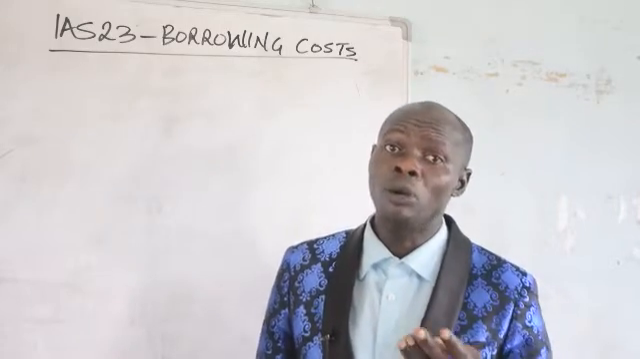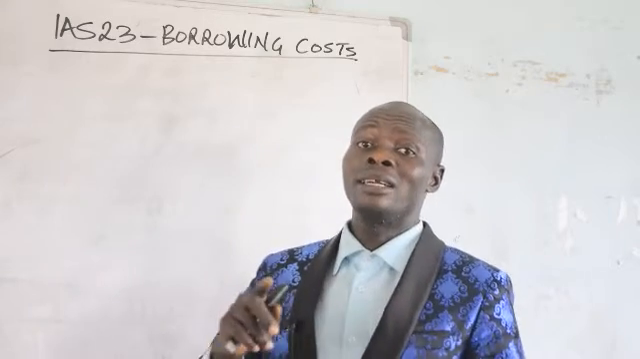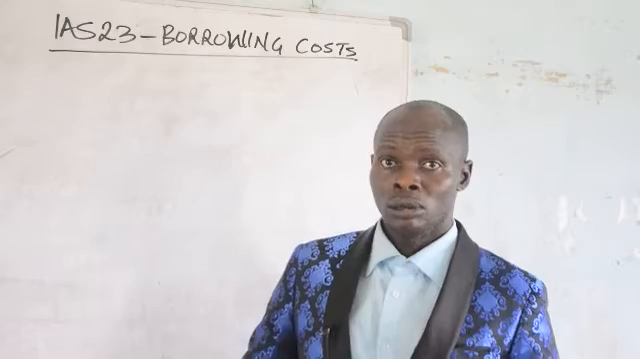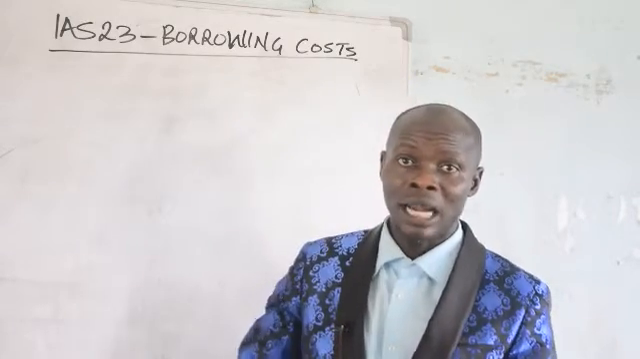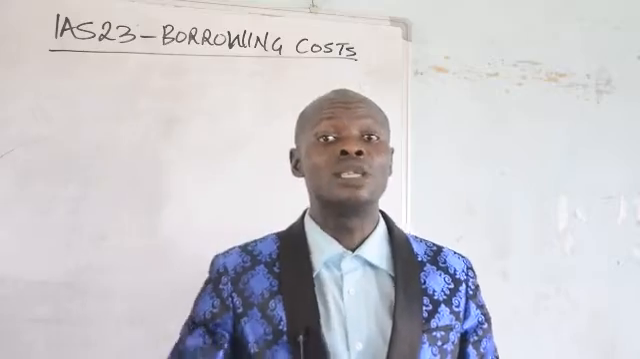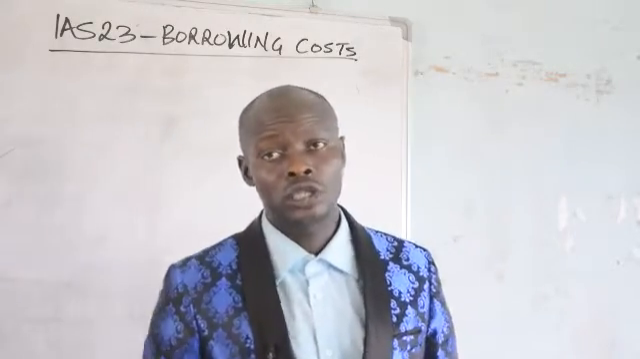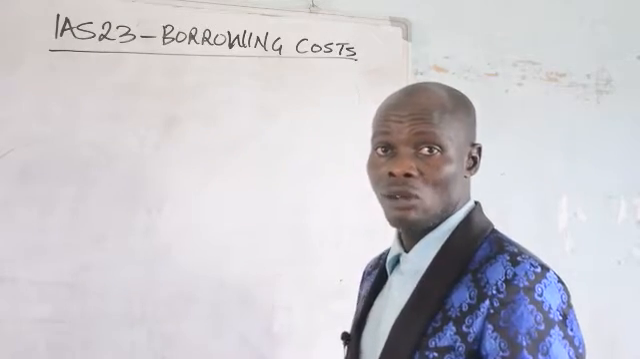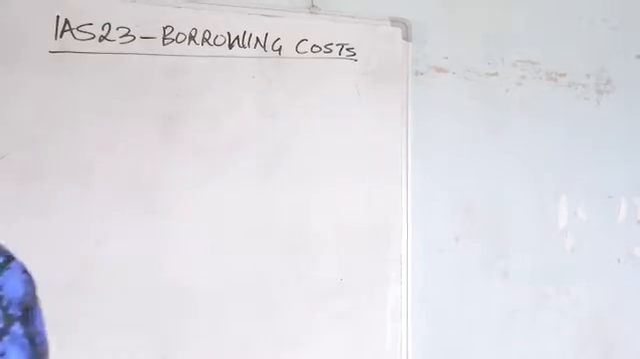But the moment that borrowing cost is incurred in acquiring an asset or production of the asset, so if it relates to an asset, you should capitalize it. By capitalizing it, it means you should add it to the cost of the asset. But other borrowing costs should be charged as an expense. That is the requirement of IAS 23.